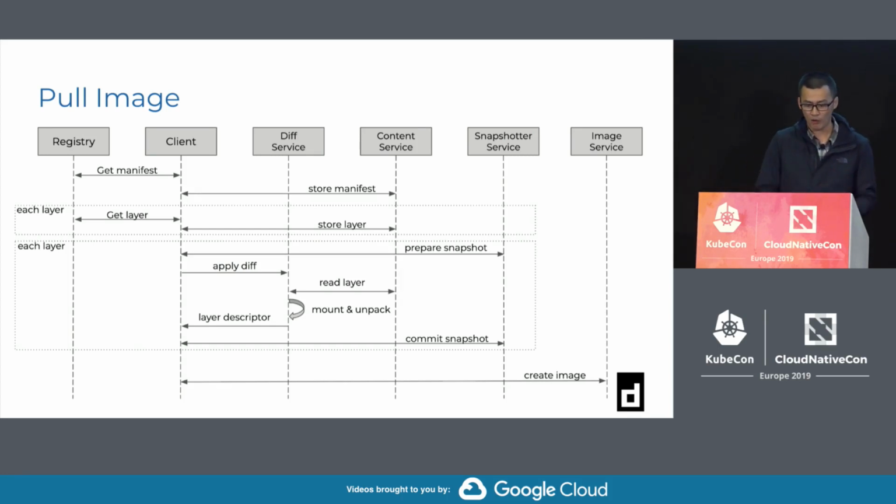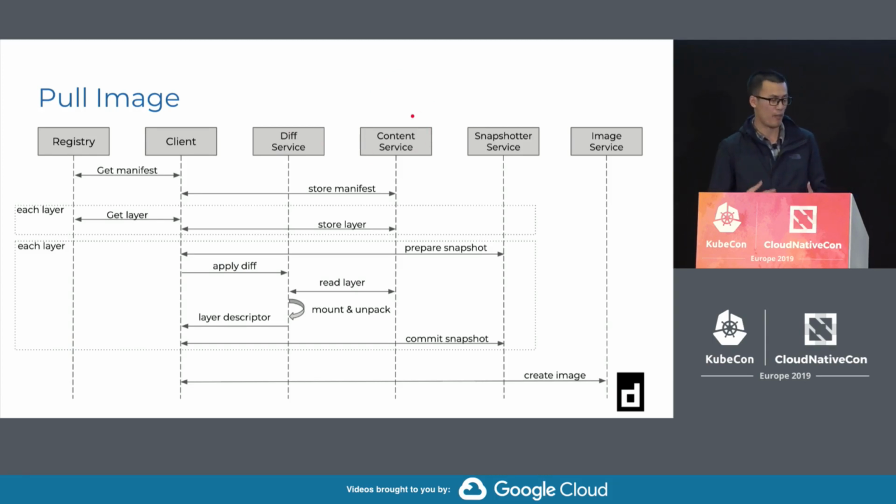With this information, let's check out the data flow here. When we call the pull function, the client will get the manifest from the remote registry. The manifest is used to describe the structure of the image, including layer data and the configuration. When the client gets the manifest, it will store it into the content service.